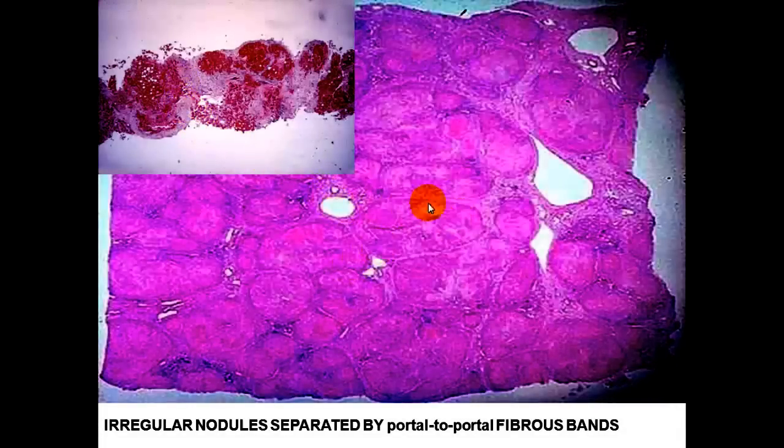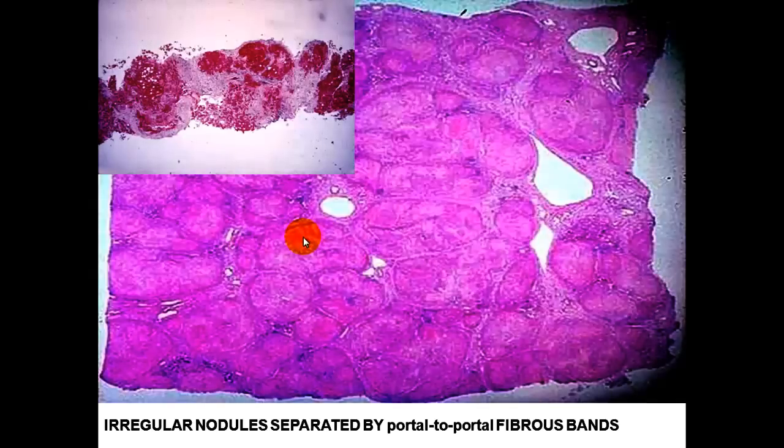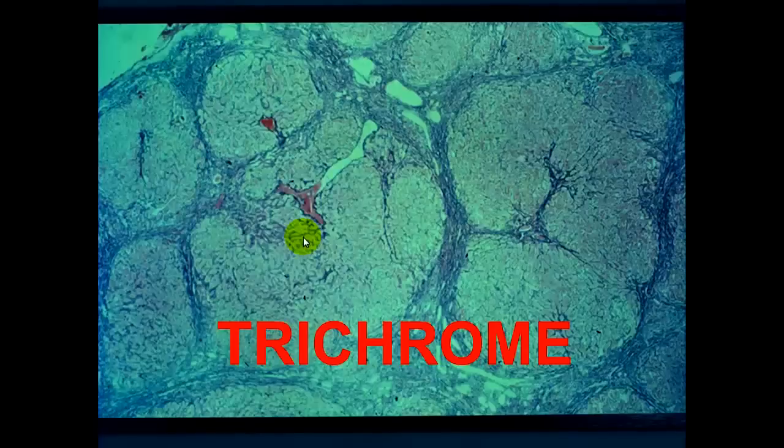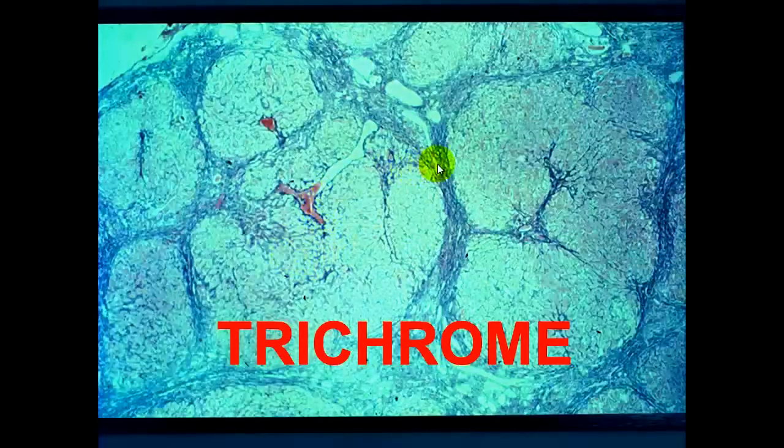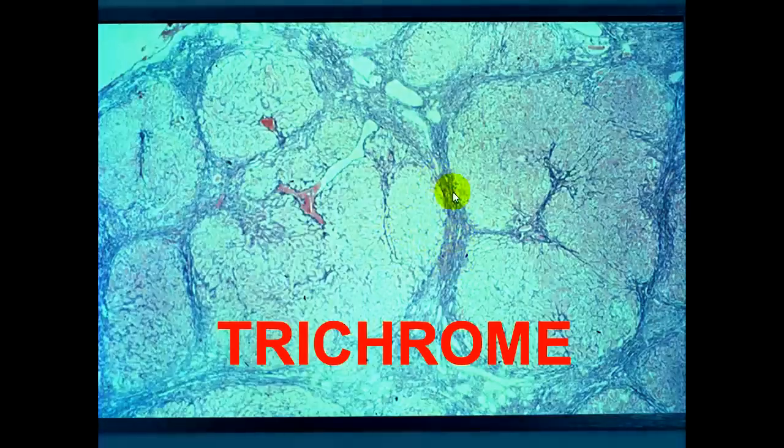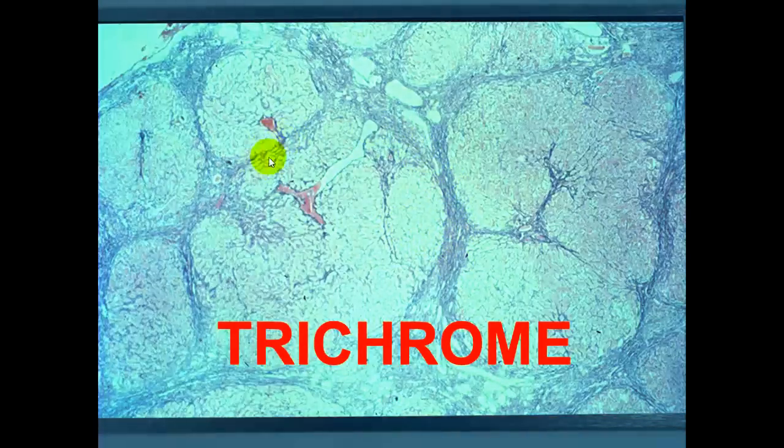I really cannot make out any central vein over here, but you can see this is a liver biopsy in which you can see extensive nodularity, which are surrounded or separated by extensive bridging fibrous bands. This is a trichrome stain, a Masson trichrome stain, which is a special stain for collagen. So it won't stain hepatocytes that blue as it is going to stain the collagen.